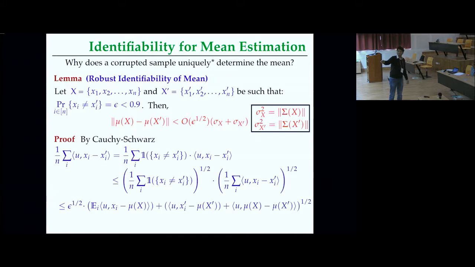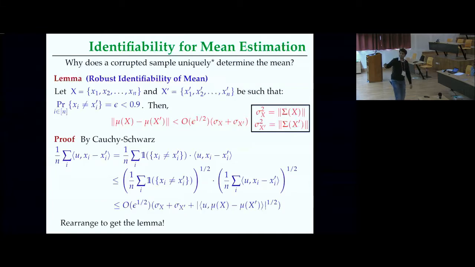So, there is no summation or expectation that applies to this third term. So all I have now is that this quantity that I care about on the left-hand side is at most epsilon to the 1/2 times sigma x plus sigma x prime, plus something here, okay?